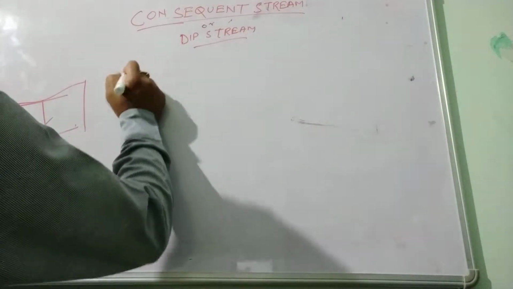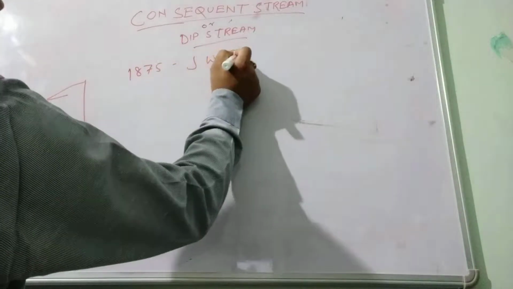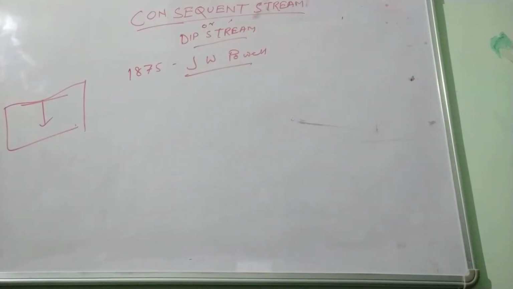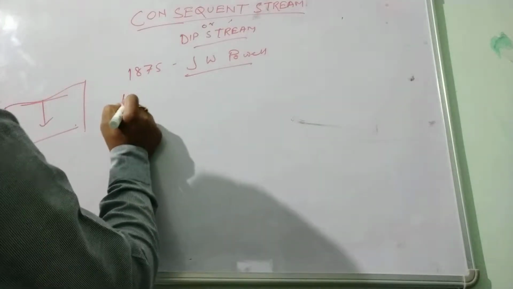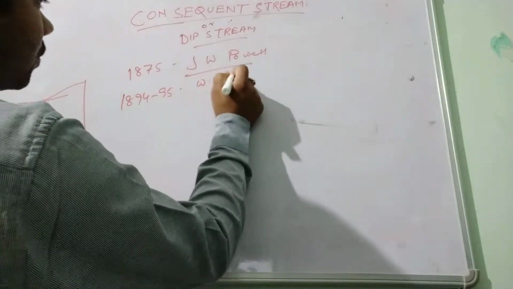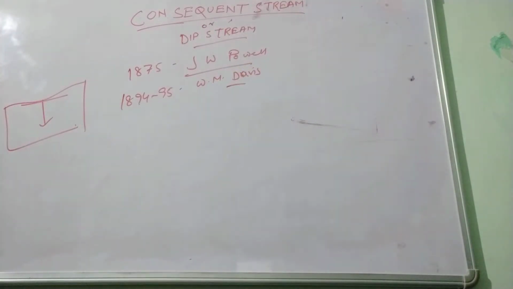In 1875, G.W. Powell first used the term consequent stream based on the genetic classification of the stream. After that, in 1894-95, William Morris Davis gave the concept of consequent stream based on genetic classification.